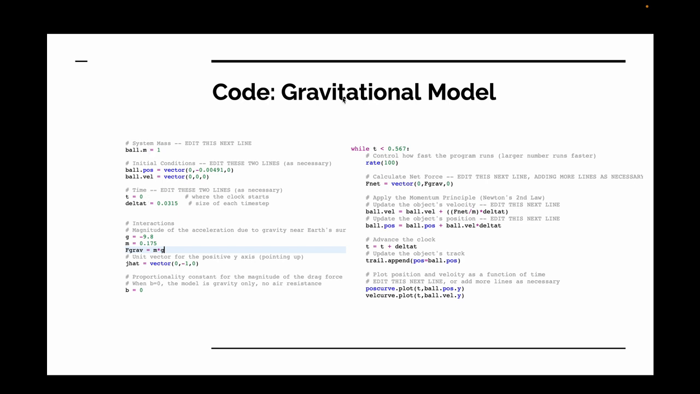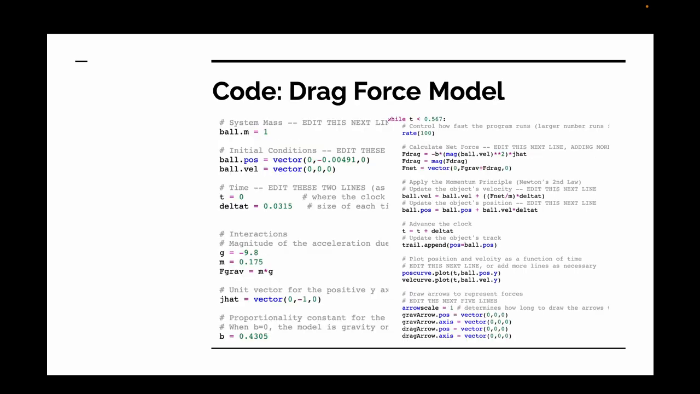Here's the code for the gravitational model. This is the model without drag force. Here's the code for the drag force model. And here we have B, which was simply calculated through trial and error.